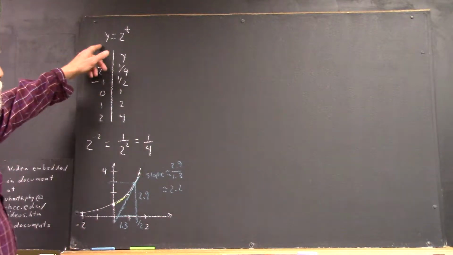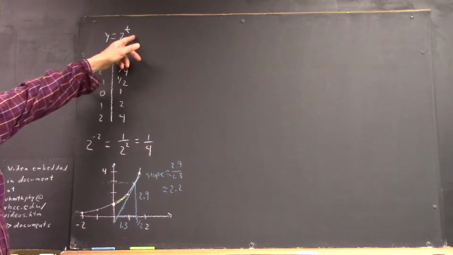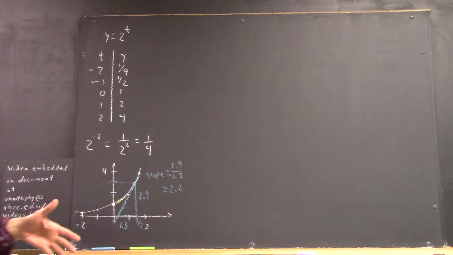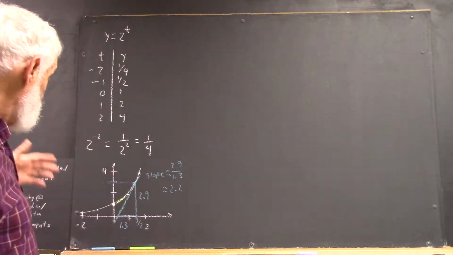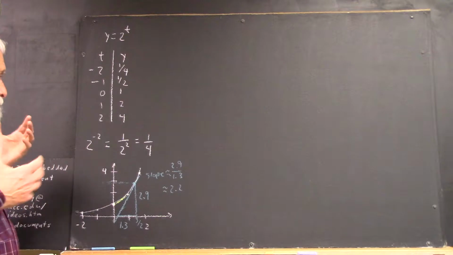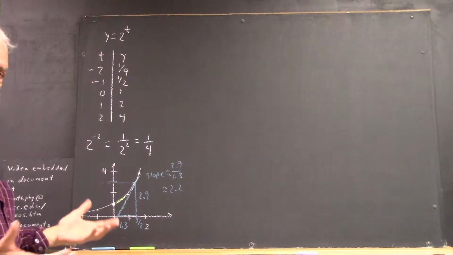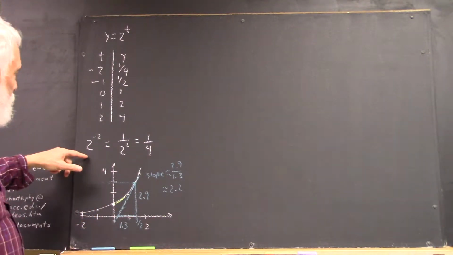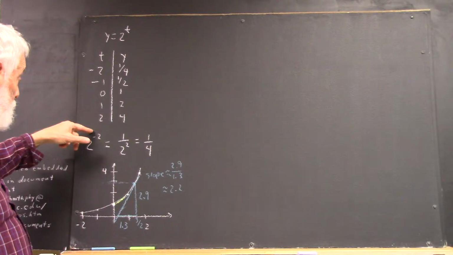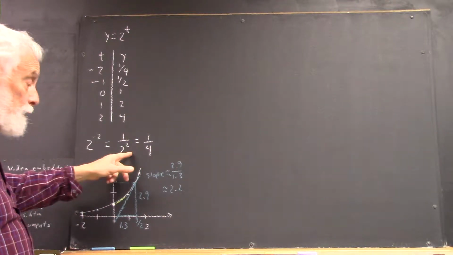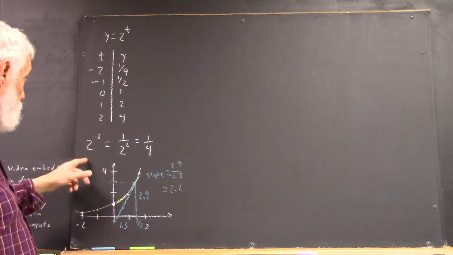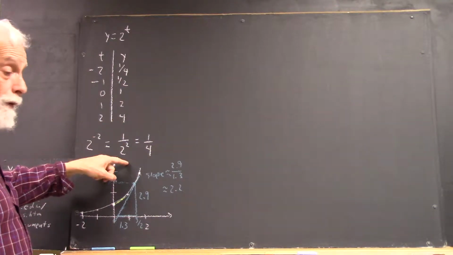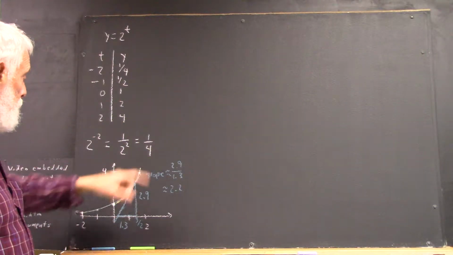So we do a table and graph for y equals 2 to the t. We do have to remember a couple of things, things that we learned maybe several years ago and haven't used since. But a negative power means what? It means you do the reciprocal of the magnitude of that power. So 2 to the negative 2 would be 1 over 2 squared, which is 1/4.